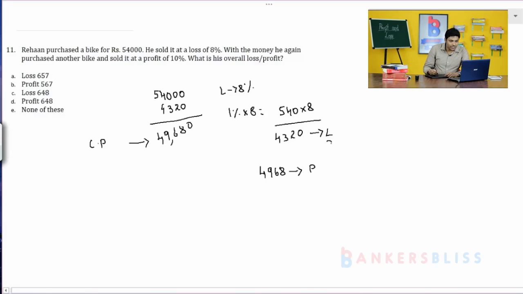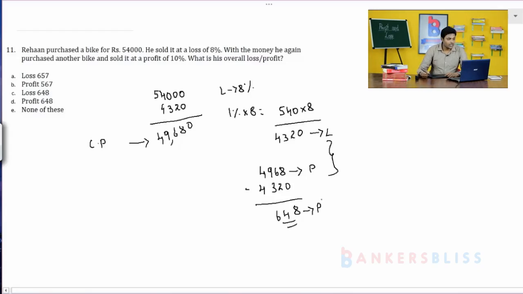You can observe these two, the loss amount is less than the profit amount, okay. The loss amount is less than the profit amount, which means in the overall transaction he incurred profit. In the first case he got loss, in the second case he got profit. So how much profit in the end of the day did he get totally? So that is 4968 minus 4320. So how much did you get? 648 profit at the end of the day.